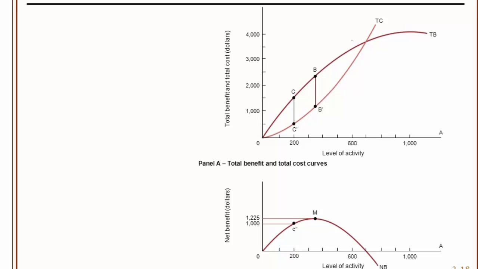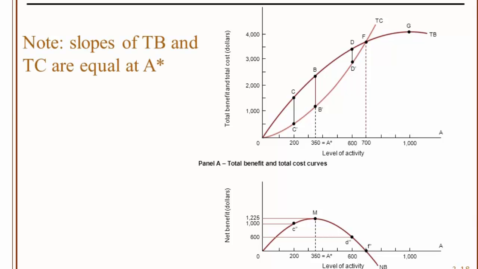These other two points, C and D, were suboptimal points. F was my break-even. Certainly don't want to be there. G was the biggest benefit, but it actually had a negative net benefit, so certainly don't want to be there. Here's my optimal level, 350 units. And again, I can see that the slopes of those total benefit, total cost lines are equal at point A.